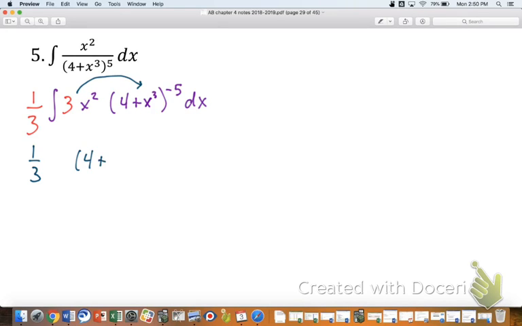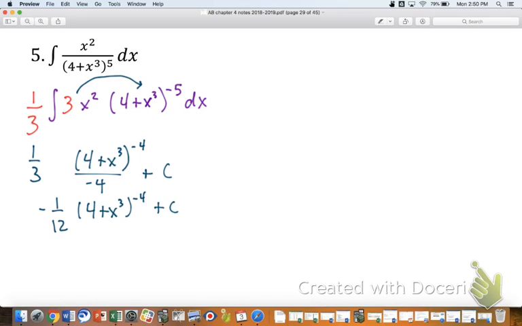It would be 4 plus x cubed to the -4th over -4 plus c. So if we clean this one up a little bit, it would maybe be -1/12 times 4 plus x cubed to the -4th plus c. What do you guys think?